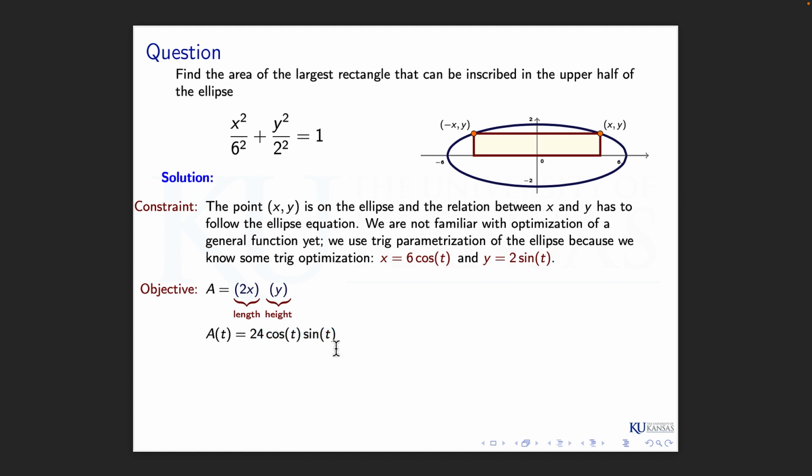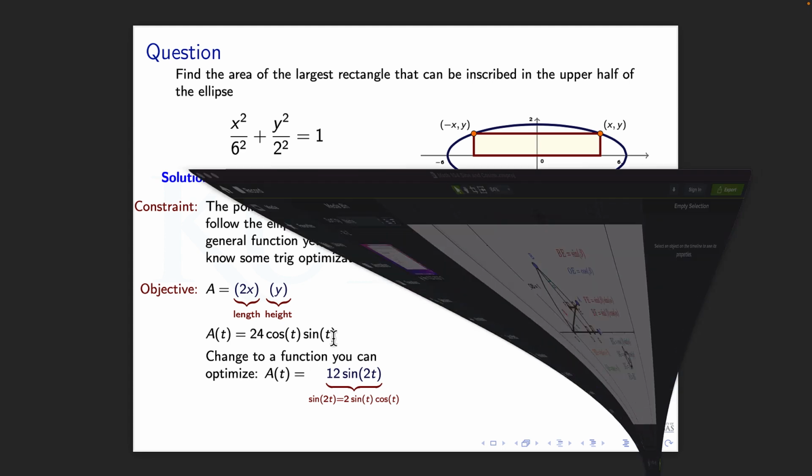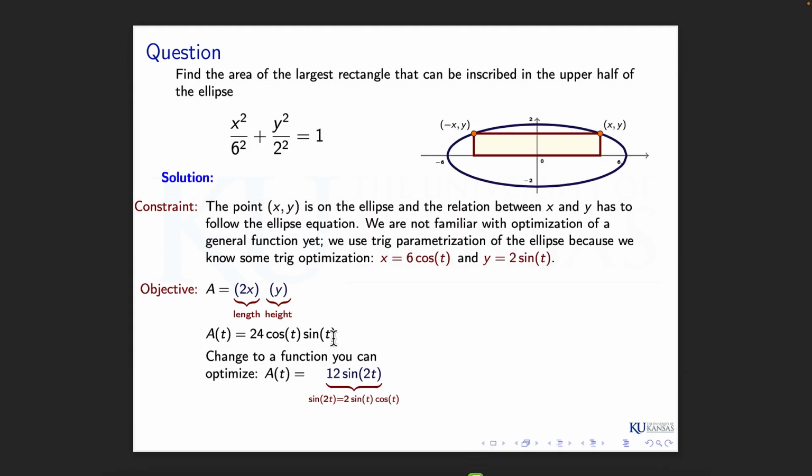We need to use a trig identity because I don't know what the maximum of sine t times cosine t is. So I use the trig identity sine 2t equals 2 sine t cosine t, and the function becomes 12 sine 2t. Now, because sine 2t is maximum when it's 1, the maximum of the area is 12, and it's maximum when 2t is equal to pi over 2.